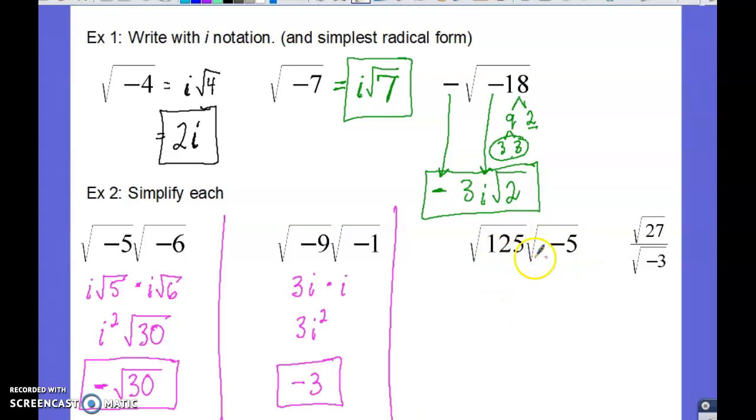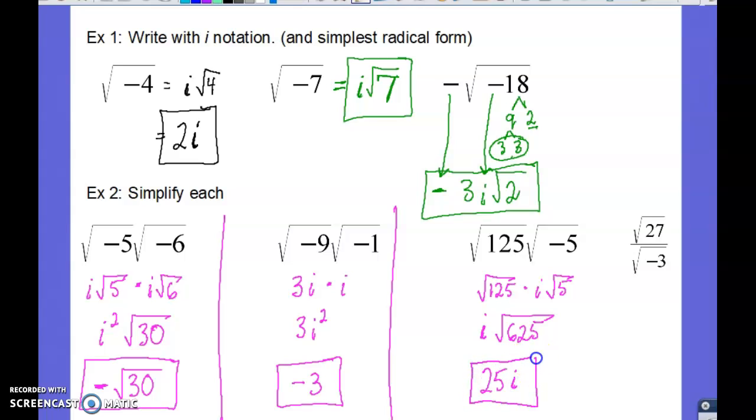Again, I would probably just take care of the i first. Don't worry about doing simplest radical form first. Times i root 5, because then as you multiply, you can multiply the radicals now. That's the square root of 625. And maybe you're good, maybe you're not, but this is exactly 25. If you're not using a calculator, you can factor tree that down and get the correct answer.